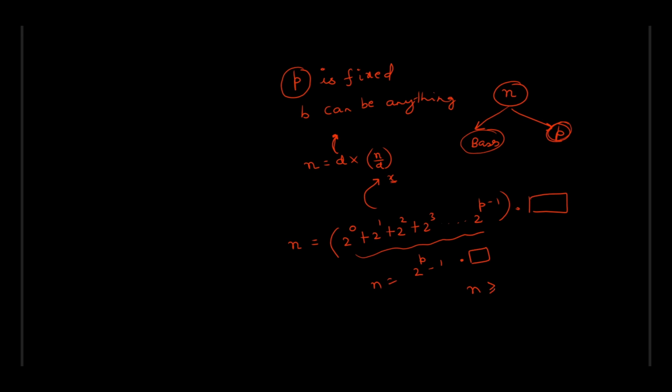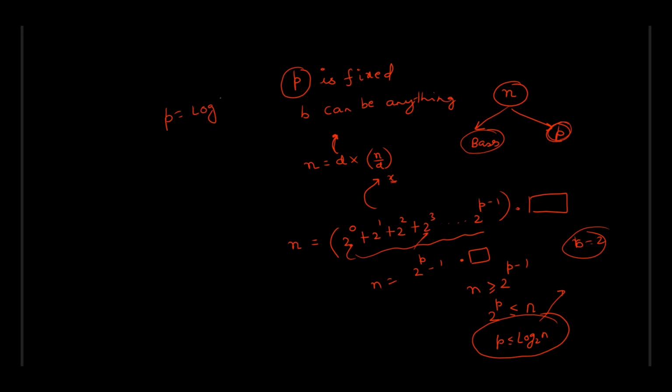So n should be greater than or equal to 2 to the power p minus 1 just for the base 2 case. This means that roughly 2 to the power p should be less than n, and p should be less than log base 2 of n for the base equal to 2 case. But if you increase the base to 3, then this number will be even bigger, and this means that the limit will be compressed even smaller. This means that p equal to log n is your hard limit on the number of possible p's for which an answer can be valid.